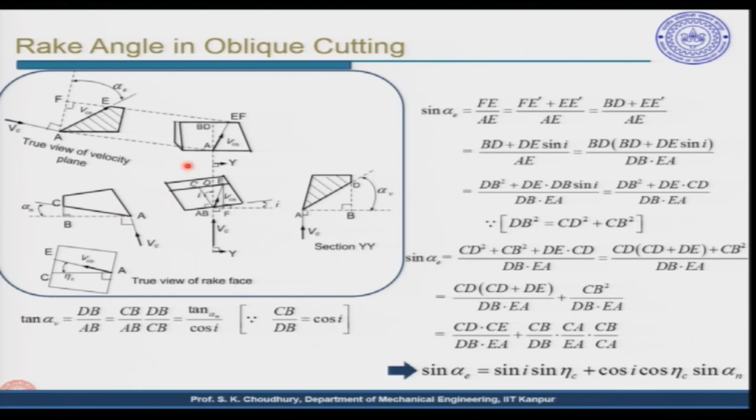So, this view will be normal to the cutting edge. If you take the normal to the cutting edge, you will get this view, where this is the rake face of the tool. If you look at the tool from this side, perpendicular to the rake face, you will see a true view of the rake face, where this is the cutting edge, and the chip velocity will be along the rake face. Chip velocity will make an angle of nu c with the normal to the cutting edge.